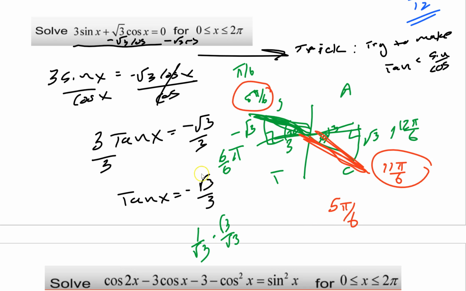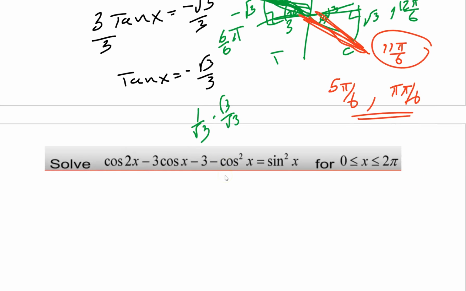Hardest part for me was that anytime you have sine and cosine like this, that's tricky. You've got to think tan, sine over cosine. So move them across from each other, then divide by cosine to get sine over cosine, so you get tan. Then just solve it. So my two answers are these. Let's do the next one.